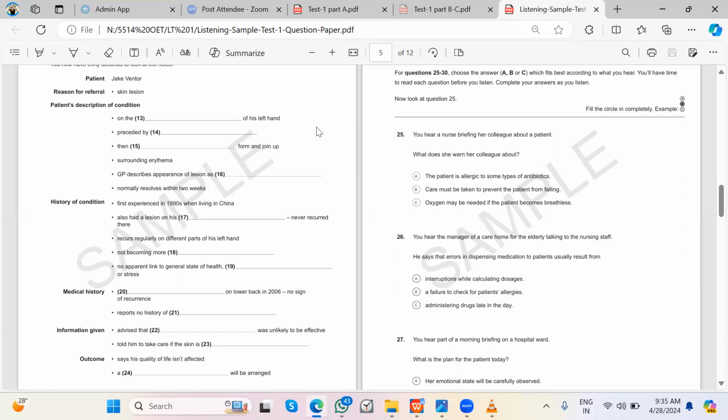21st is cold sores or herpes simplex or herpes labialis. Either of them is correct. 22nd is an antiviral cream, okay, or simply antiviral cream. 23rd is broken. 24th is biopsy. All right.